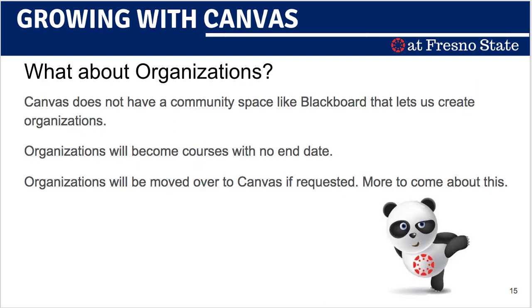Canvas does not have a separate area for organizations as Blackboard does. Organizations within Canvas will be classes, which are set to never expire and will be designated as organizations so they can be easily identified. If you are in charge of an organization, you will need to make a request to have it moved over.